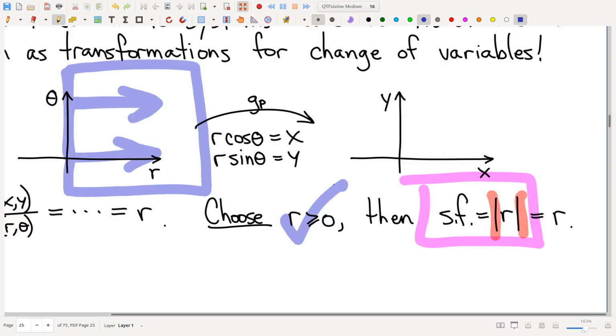But you are strategically encouraged. You strategically benefit from promising you will only choose non-negative r's, because then the absolute values go away. And now you don't have to deal with absolute values anymore. Is everybody cool? Everybody on board? Okay, so great choice.